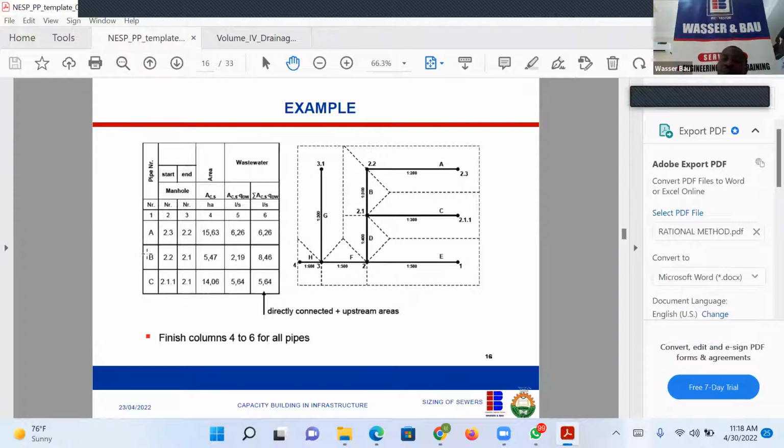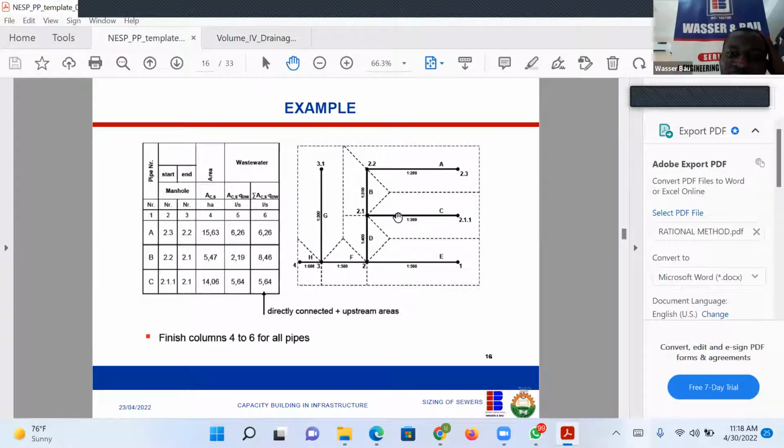For B, the starting point and the ending point are not relevant. It's just for you to get the slope, because the slope is a contributing factor to the size of your drain. If you have a huge slope, your drain size will be small. If you have a flat slope, your drain size will be big.